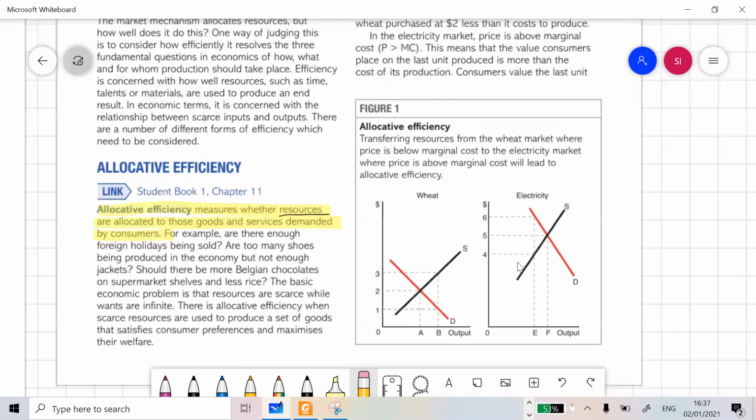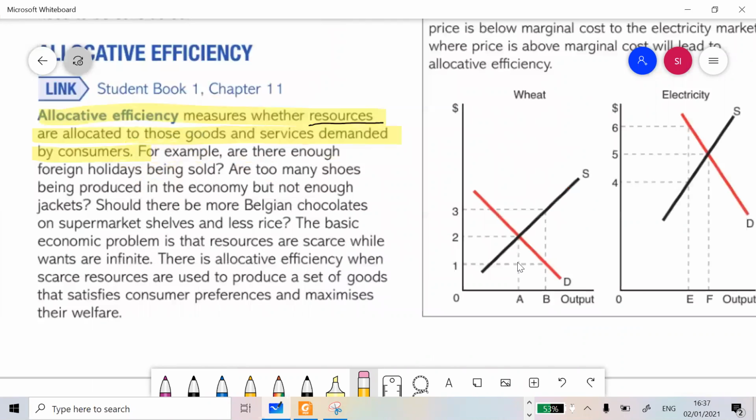Allocative efficiency. Allocative efficiency measures whether resources are allocated to those goods and services demanded by consumers. There is allocative efficiency when scarce resources are used to produce a set of goods that satisfies consumer preferences and maximizes their welfare.